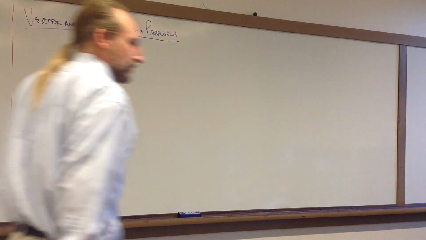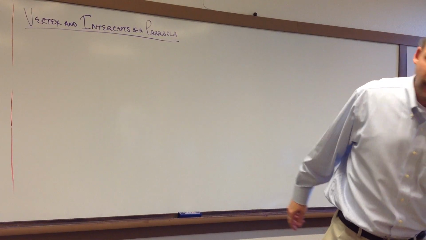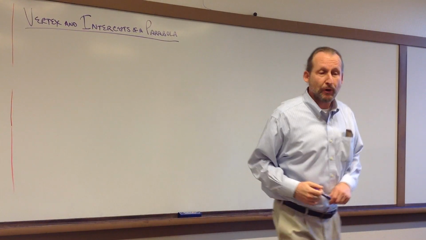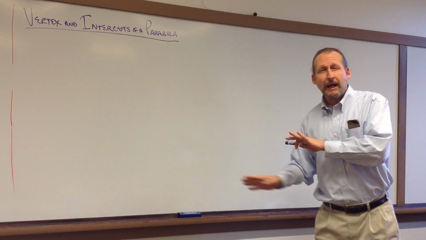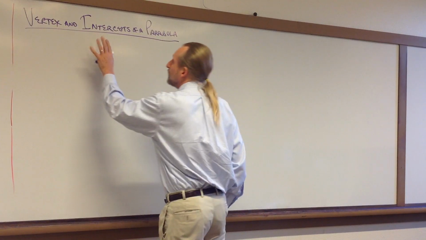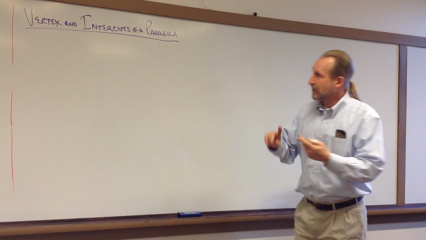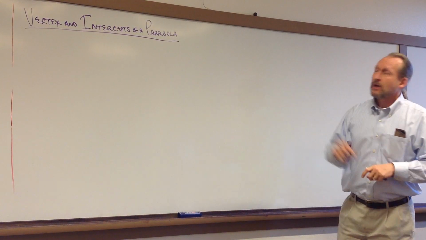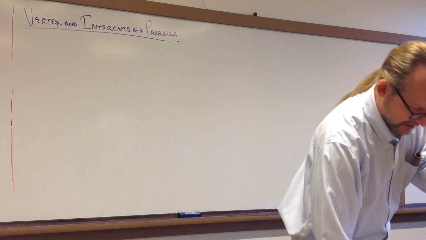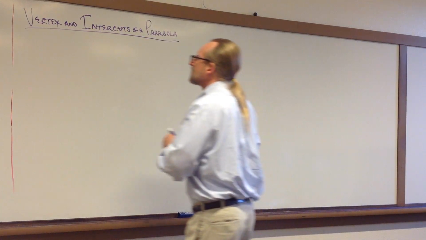Well, this video is for Math 95, and it has to do with the vertex and intercepts for a parabola. So we won't be doing any graphing on this assignment, but we're just going to be finding points that are the vertex and x and y intercepts for a parabola. So let's see here. We already talked about the vertex.